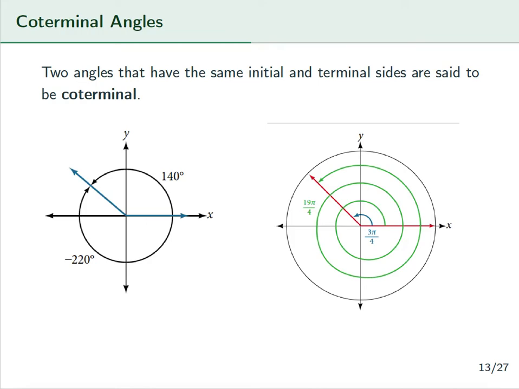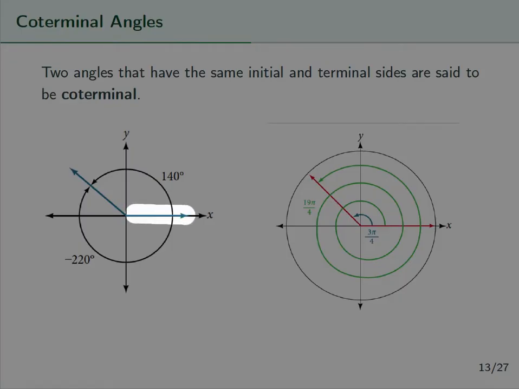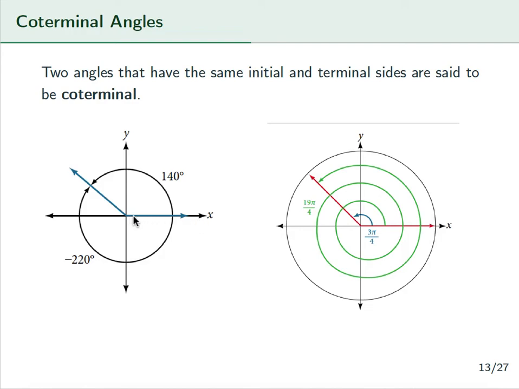So coterminal angles. Coterminal means that the angles share a terminal side. That's why it's called coterminal. Two or more angles that have the same initial and terminal sides are said to be coterminal. So let's look at this. We have 140 degrees. This is the initial ray, and we rotate this much, and this is the terminal ray. But also, we can start from here and rotate in the negative direction, negative 220 degrees. Yeah, it ends here. So these two angles are coterminal because they start at the same ray and end at the same ray.